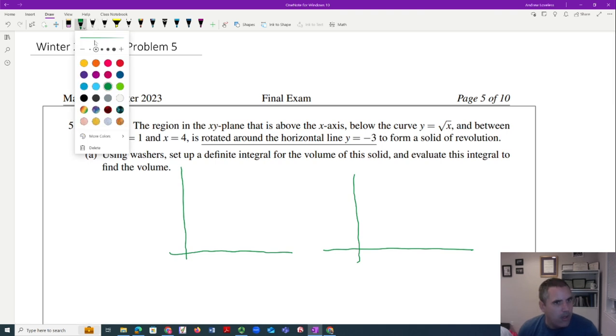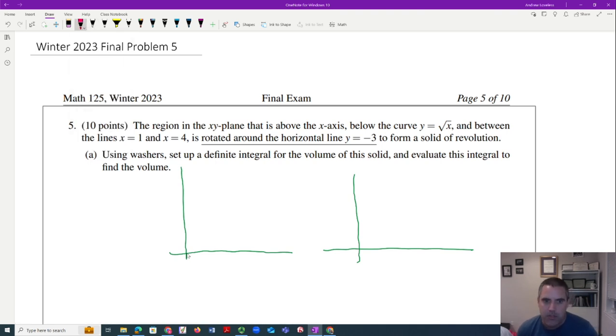Okay, so let's draw the pieces one by one. So we need to draw the square root function. What does it look like? Hopefully we know that already. If you don't know what it looks like, you just plug in some numbers. Plug in 0, you get 0. Plug in 1, you get 1. Plug in 4, you get 2. And that would be enough. Just connect those 3 dots and you would have a pretty decent picture.